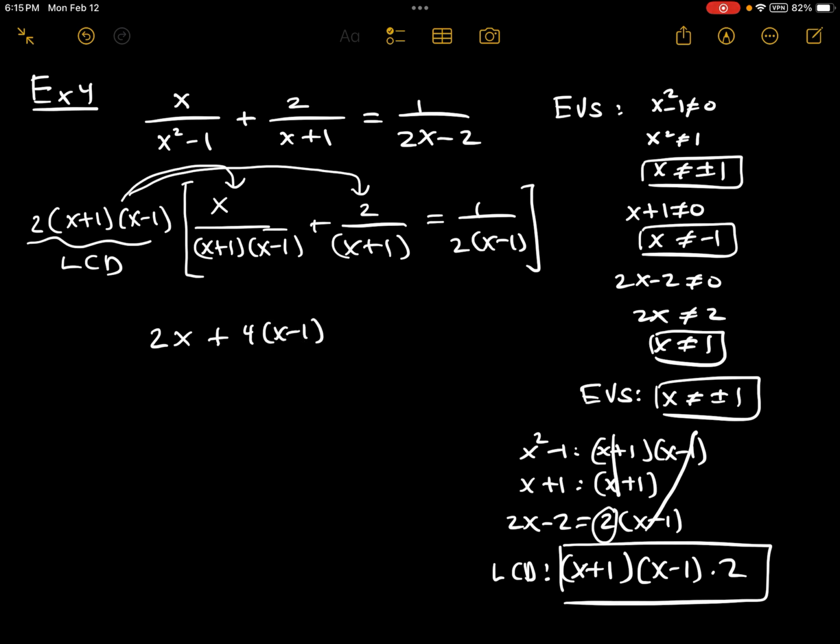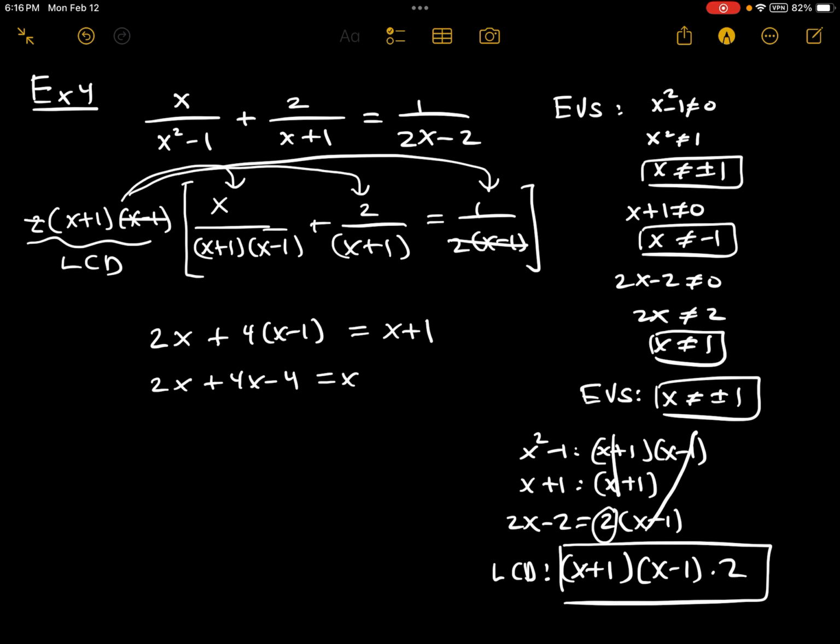All right, so proceed here to solve by combining like terms, distributing, and simplifying. It looks like you just have a nice linear equation: 6x plus 4 is equal to x plus 1. If I move the 4 over, I get negative 3. If I subtract x, I get 5x, so x is equal to negative 3 fifths.